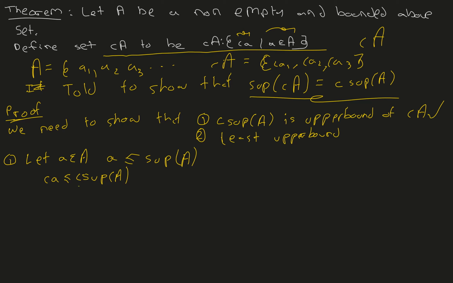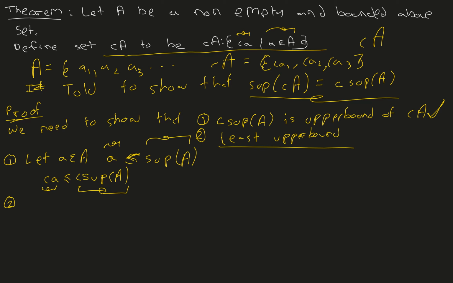Okay, let's see what just happened there. The supremum of A is an upper bound of A, so all the elements a are less than or equal to the supremum of A. Now we have multiplied both sides by C, and we get that all the elements in CA are less than or equal to C sup A. So we have shown that C sup A is an upper bound. Now we have to show that it is indeed the least upper bound, and then it will qualify to be a supremum.